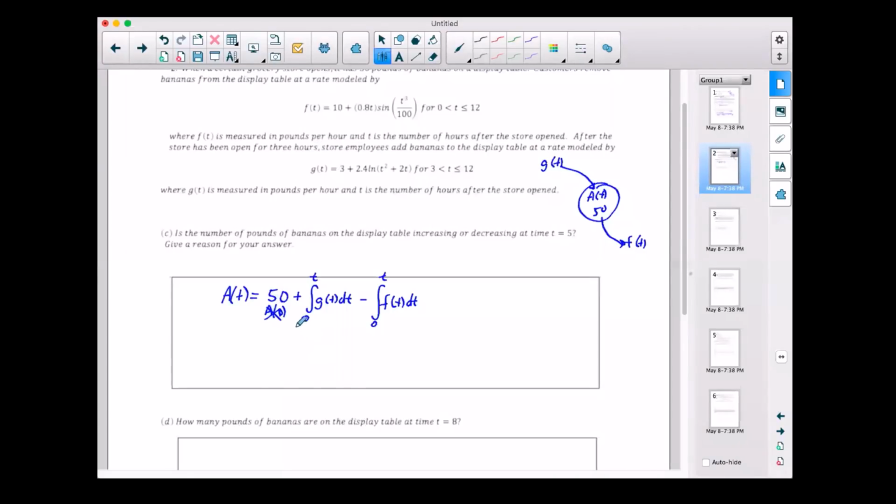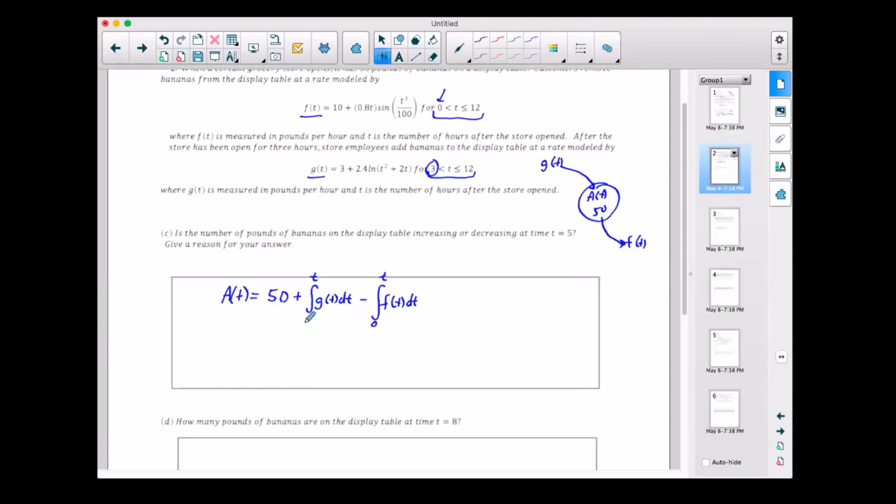But there was a bigger issue, and several of you are starting to notice this already. And this is great. So here's what you have said. You said the bottom limit is when we start, right? And if we look really carefully on this problem, this was a big issue on this test. It says F of t, which is the rate out, it starts at 0. It starts right away. People are removing bananas immediately. But G of t, which is the rate in, it doesn't start until 3 hours after the store is open, right? It doesn't start until 3. So our bottom limit for our rate in shouldn't be 0. It should be 3, right?